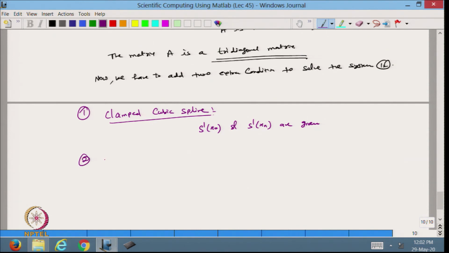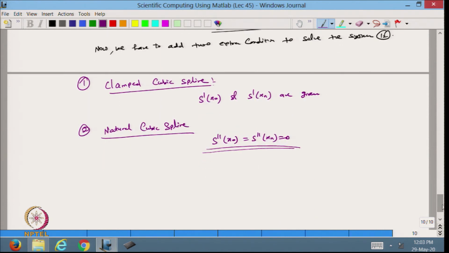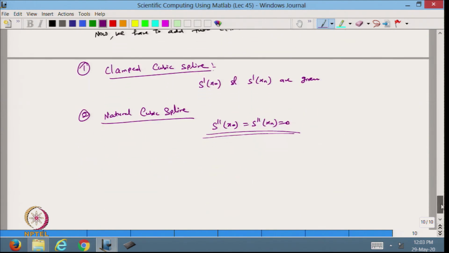The second one is the natural spline, natural cubic spline. In the natural cubic spline we have the condition that S double dash at x naught is equal to 0. So, the curvature, the value of the curvature at the extreme left and the extreme right, is 0. So, that is called the natural cubic spline. So, in this case, depending on what condition we want, we can solve this system. So, let us take this one.